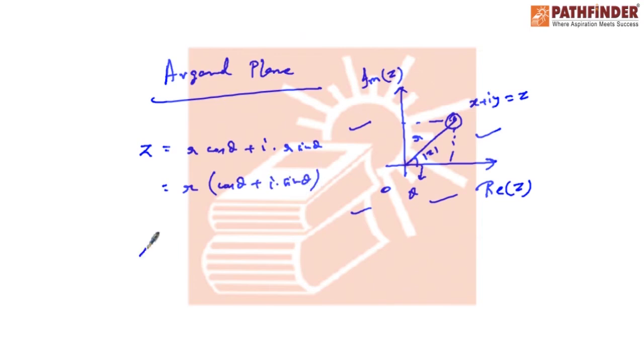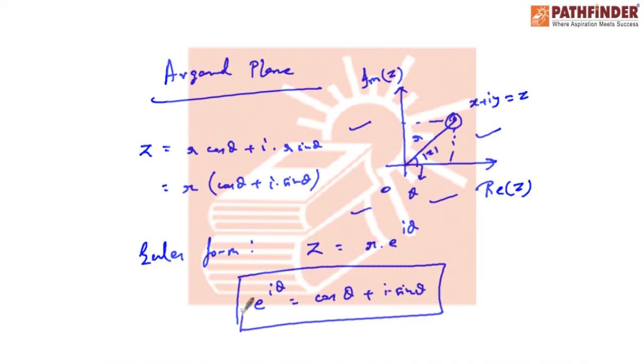Now, here a very important form comes into play, which we keep in mind, the Euler form. Every complex number z can also be written as mod z, that is r, multiplied by e to the power i theta, and e to the power i theta is nothing but cos theta plus i sin theta. This equation is called the Euler equation, which is to be kept in mind, and comes in very handy to solve various kinds of complex number based questions.